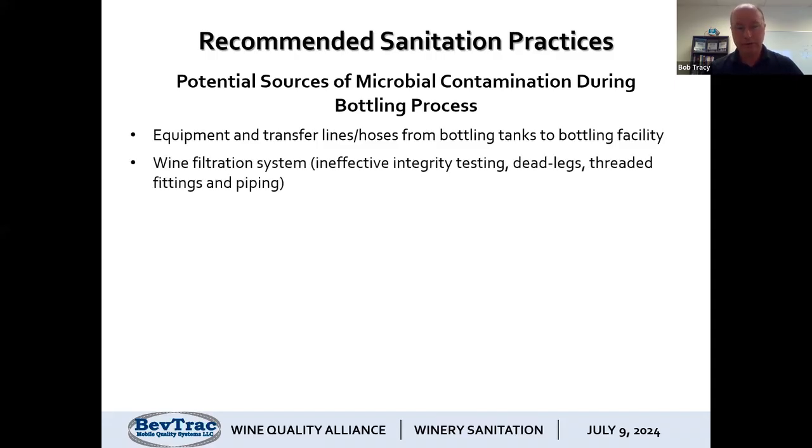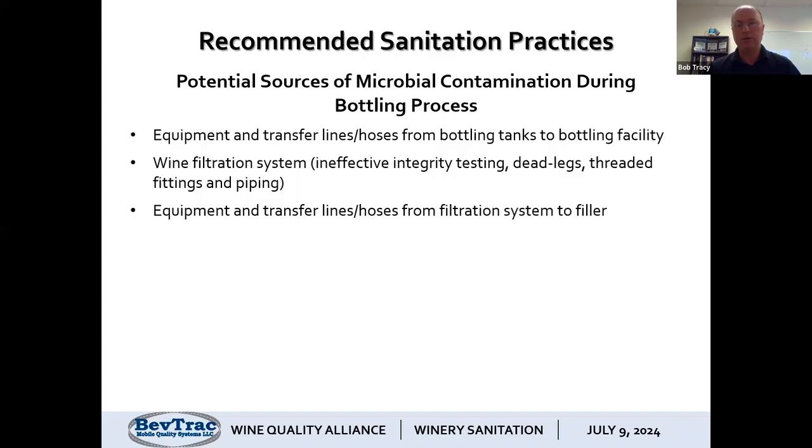The wine filtration system, again, is another area that I found contamination. And in this case, they had ineffective integrity testing. They have dead legs in their system, so pipes or valves that are allowing solution just to sit in there and it can't get cleaned and sanitized effectively. Threaded fittings and piping.